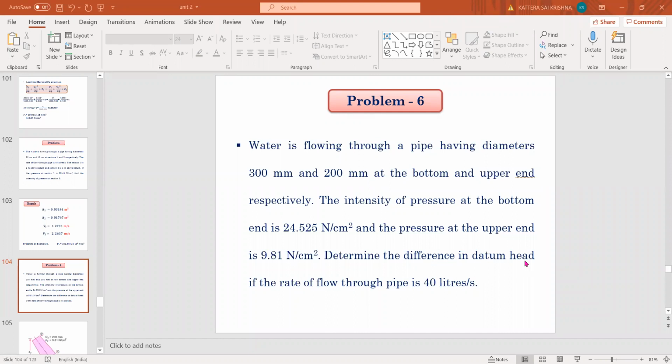Determine the difference in datum head. So what is he asking? What is datum head? It is denoted by Z1 and Z2. He is asking to find the difference in the datum heads, that is Z1 minus Z2 or Z2 minus Z1. If the rate of flow through the pipe is 40 liters per second. So he has given the diameters of the bottom and upper side, the pressures at both top and bottom, and the discharge is 40 liters per second. Okay, copy the question.